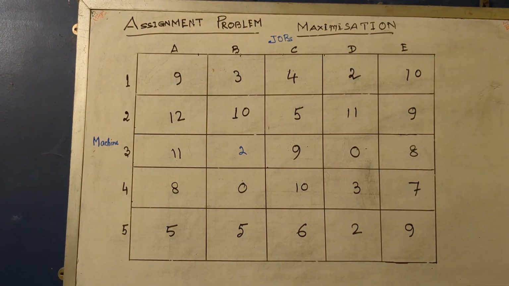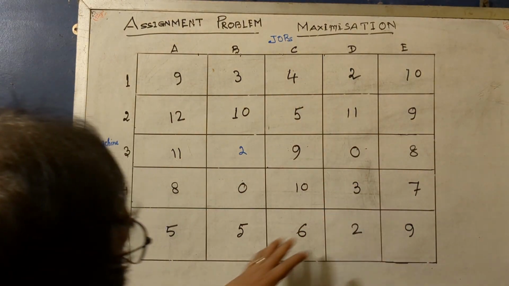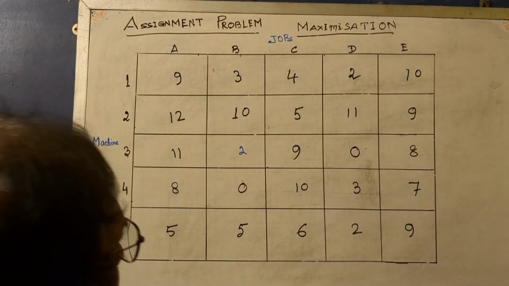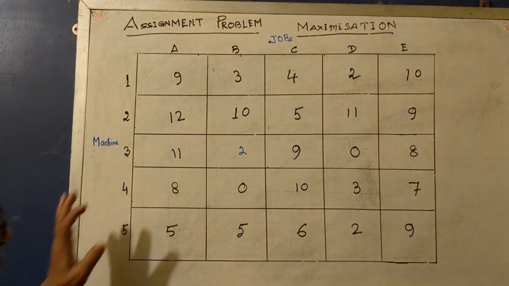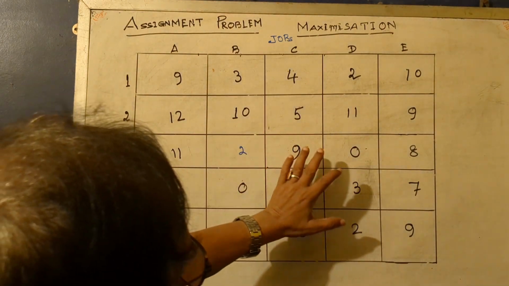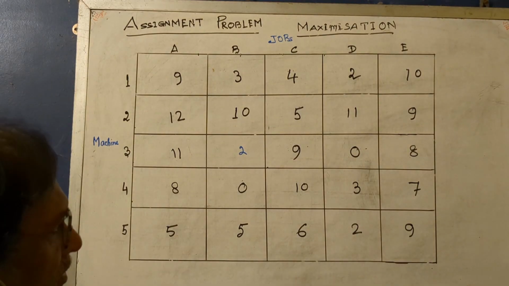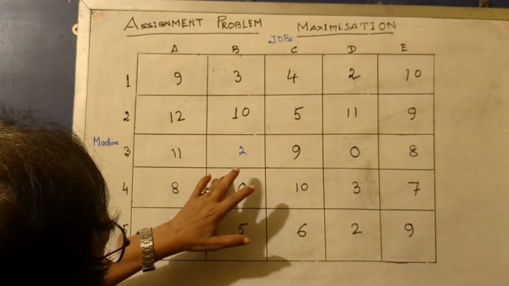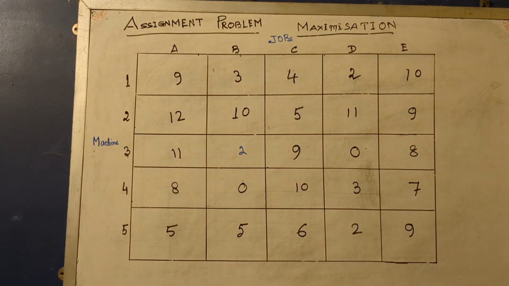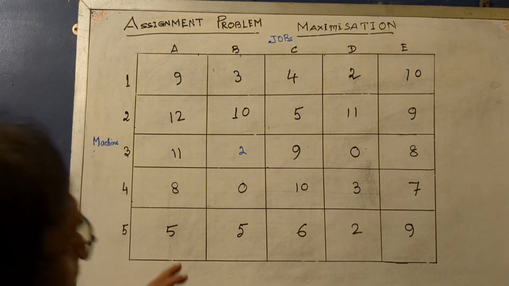Okay. This is a square matrix. That means it is a balanced problem. Now we can apply the Hungarian method on this matrix to find out the best allocation. Now this is again a minimization problem. So I am going to apply the Hungarian method.